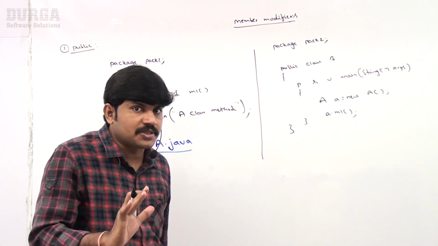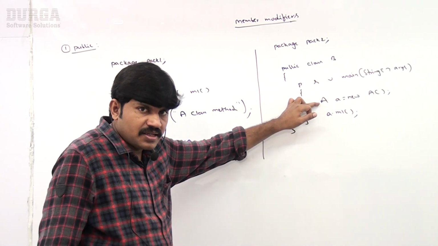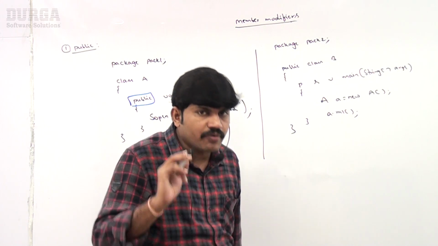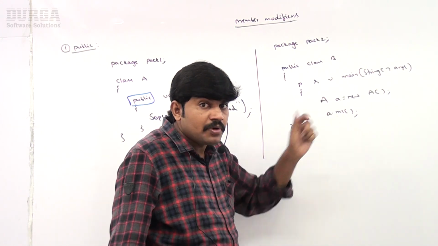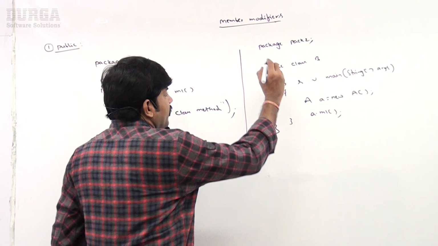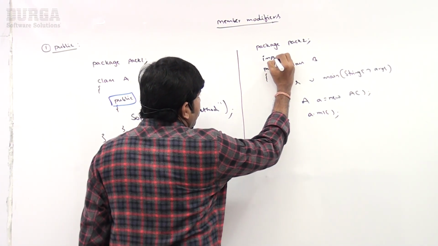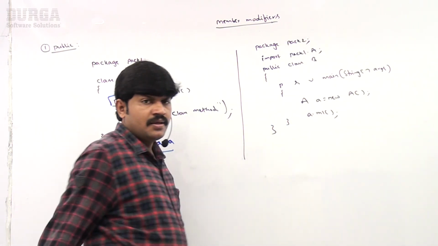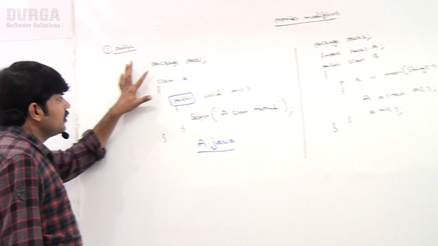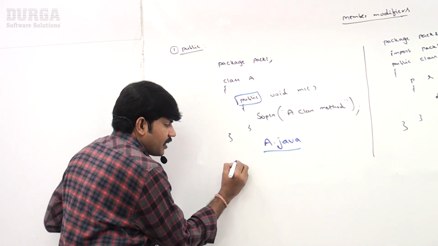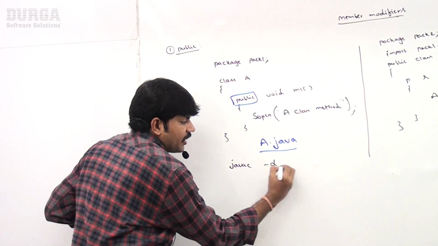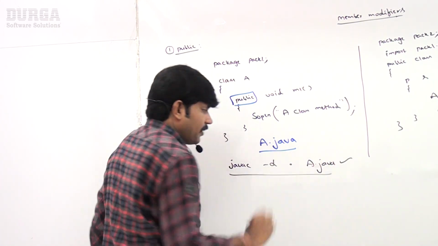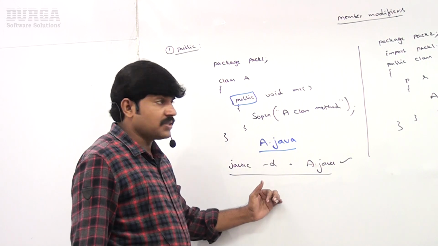First, if you want to access any class from outside the package, compulsorily we require to use either the fully qualified name or an import statement. Let me write the import statement: import pack1.A. That's all. First I will compile this code: javac -d . A.java. Happily the code is going to compile, no problem at all.